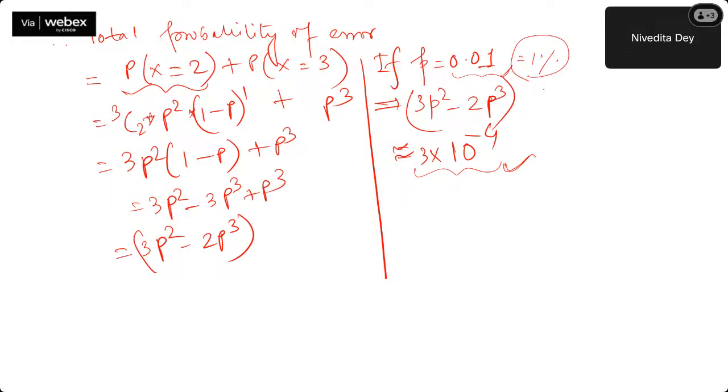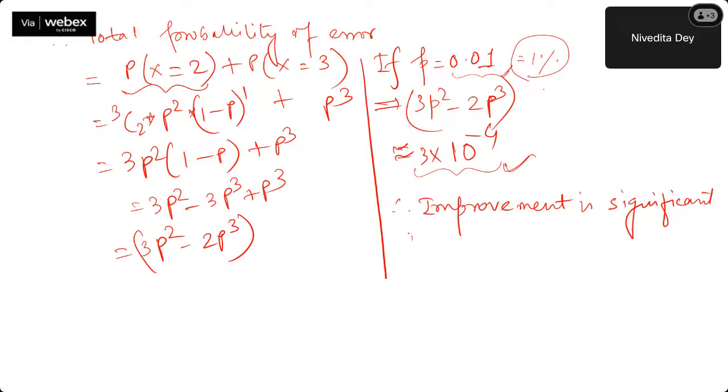As we can see, initially it was 10 to the power minus 2. Now it is 3 into 10 to the power minus 4. So if you divide it, you will get an error improvement by a factor of 3 into 10 square, which is 300. Therefore, here the improvement is significant. Improvement is very significant.